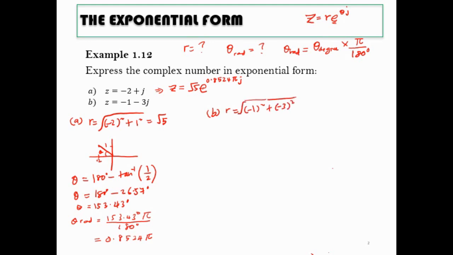So here r is equal to square root 10. So where is the point located? It's negative here and negative here, so it's in the third quadrant. So this is alpha.